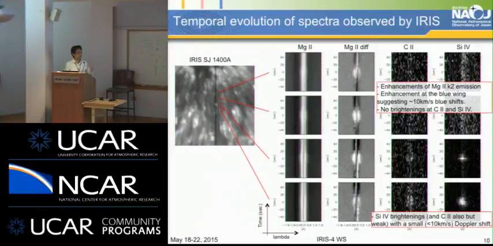Well, as I showed, we cannot see the deceleration at all. It just propagates upward, then it makes a silicon IV brightening. That's it. So I think we need a much higher temporal resolution to resolve the temporal evolution in the upper part, because the current 10-second temporal cadence is not enough to resolve how the jet propagates in the upper part.